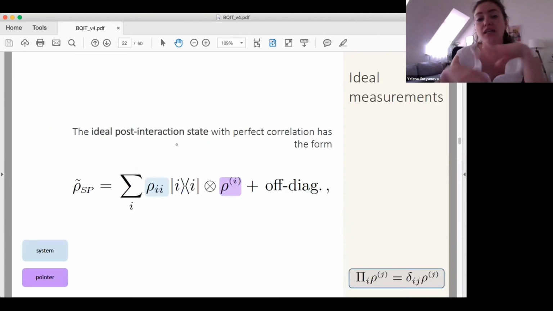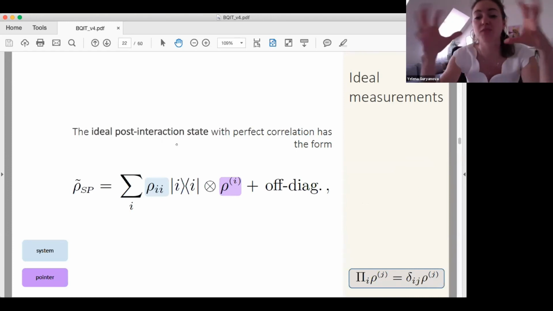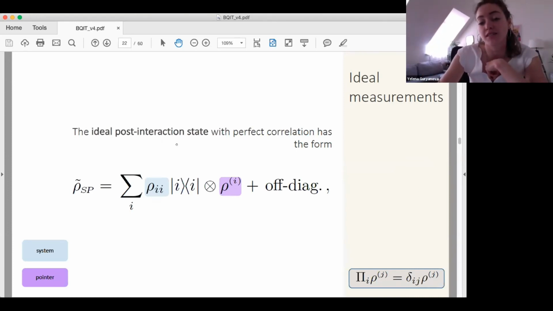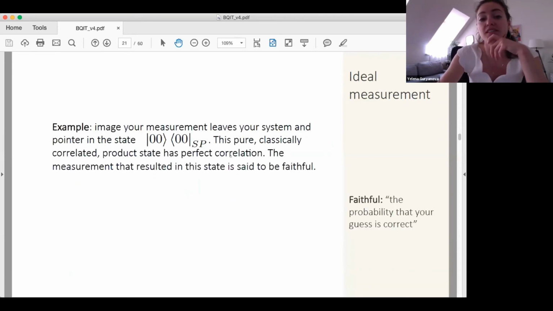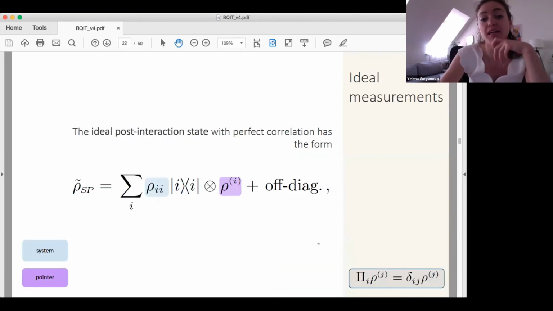And what you can do then is mathematically formulate this idea of the ideal post-interaction state. It's not terribly important to understand this, but it's something that's block diagonal. And it motivates this definition of being faithful, because your measurement is faithful, so that the correlation is equal to 1, if and only if you have this ideal post-interaction state.